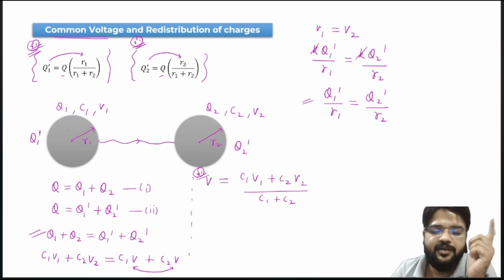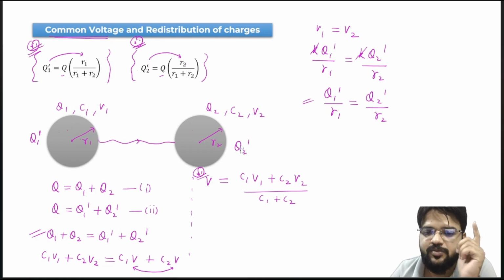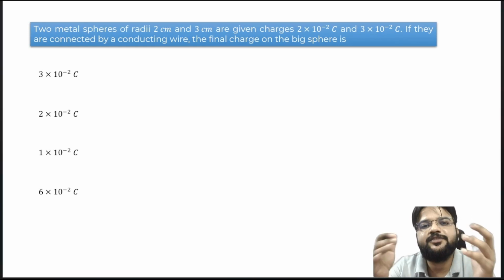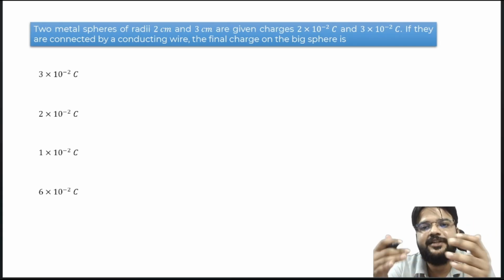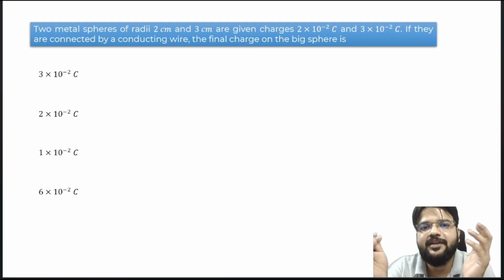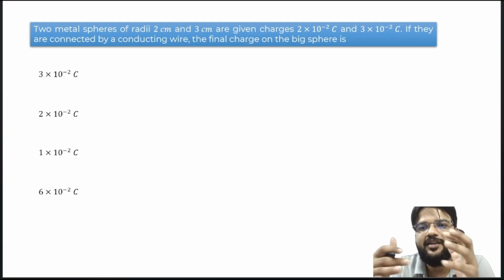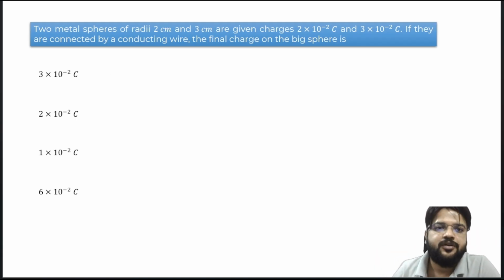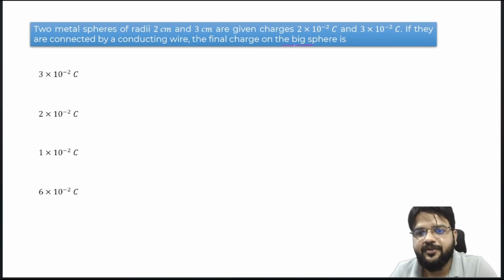Alright, note down, everyone. Then we will discuss one numerical on the basis of this concept. Note down. Let's see one question on the basis of this concept. Two metal spheres of radii 2 cm and 3 cm are given charges 2 into 10 to the minus 2 coulomb and 3 into 10 to the minus 2 coulomb. If they are connected by a conducting wire, find the final charge on the big sphere.